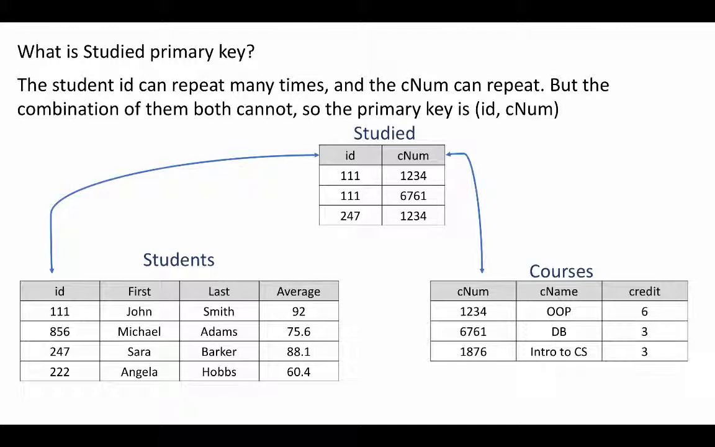So every one of these columns cannot by itself be a primary key. But the combination of them both cannot repeat. So the primary key is the combination of ID and CNAM, because the combination of 111, which represents a specific student, and 1234, which represents a specific course, cannot repeat itself twice because it isn't logical and it isn't reasonable. So this is the primary key of the studied table.